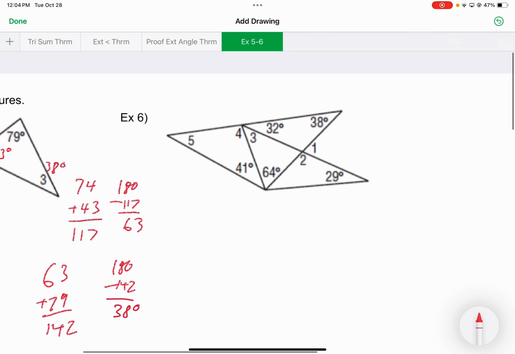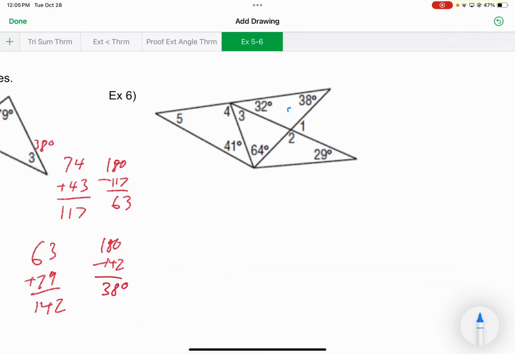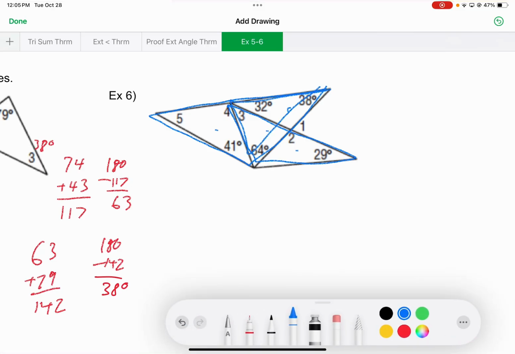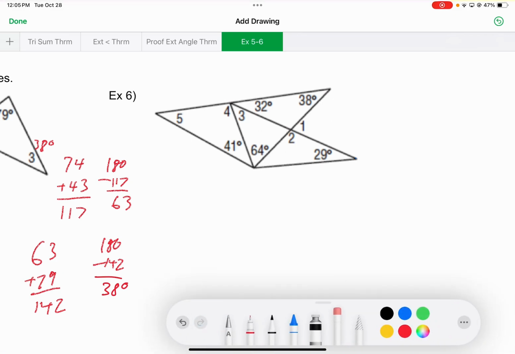Let's look at example 6. Example 6 has a lot going on in it. Are those 3 triangles, 2 triangles, 4? How many are there? There's a lot. There's 1, 2, 3, 4, 5, 6, 7. There are a lot of triangles. But you bring up a really good point: we don't have to use just those small triangles. We could also look at the larger triangles.